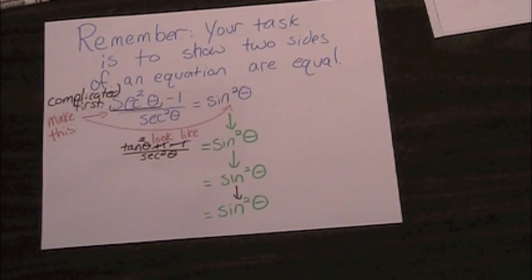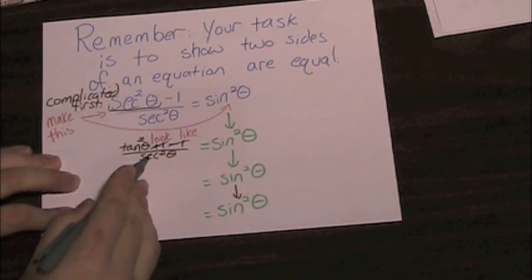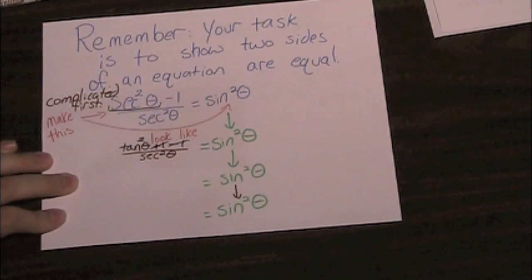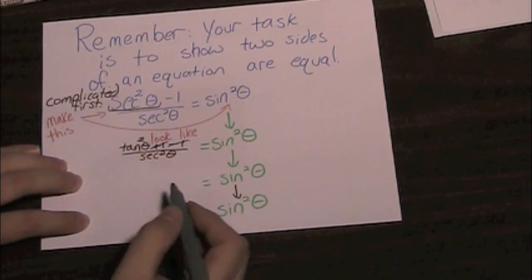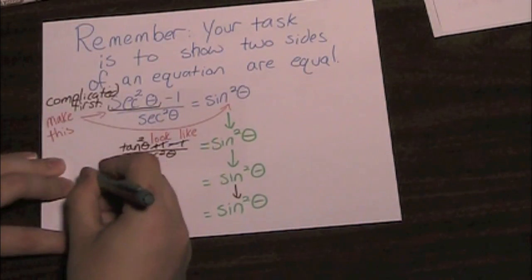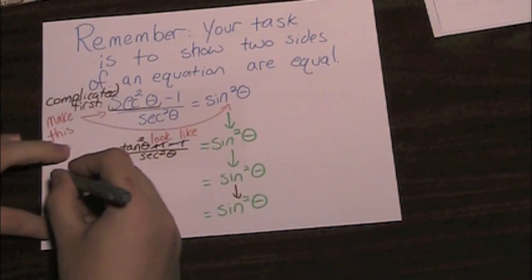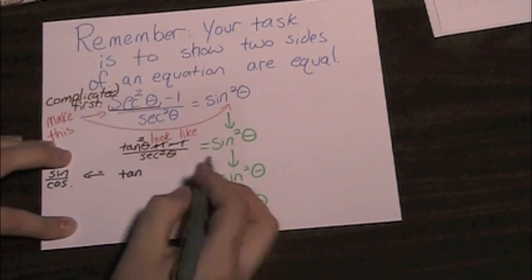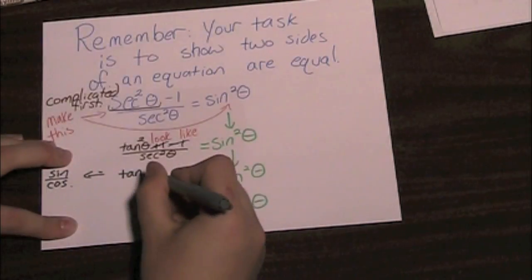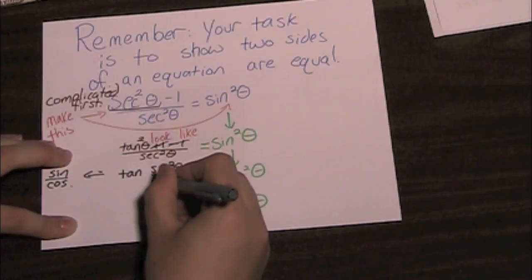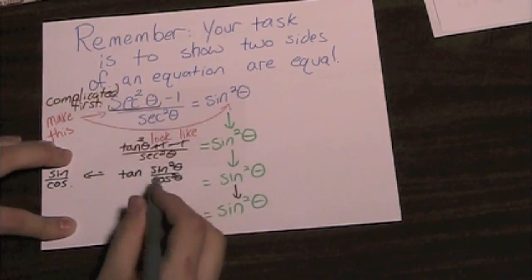The second thing that I might remember is that I can write both tangent and secant of theta with respect to sine and cosine. So let's take a look at what that might look like. Tangent squared of theta is going to turn into a sine over cosine based function. So that becomes sine squared of theta over cosine squared of theta.